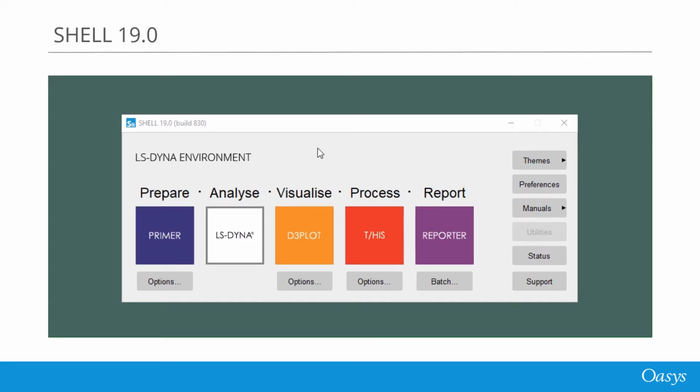Oasys Shell provides you with an easy way of accessing each stage of your LS-DYNA analysis, from model setup in Oasys Primer to keyword job submission in LS-DYNA to interrogation and reporting of your results in ttplot, THIS, and Reporter. To know more about the shell, you can view our other release video, the link for which is given in the YouTube description page for this video.